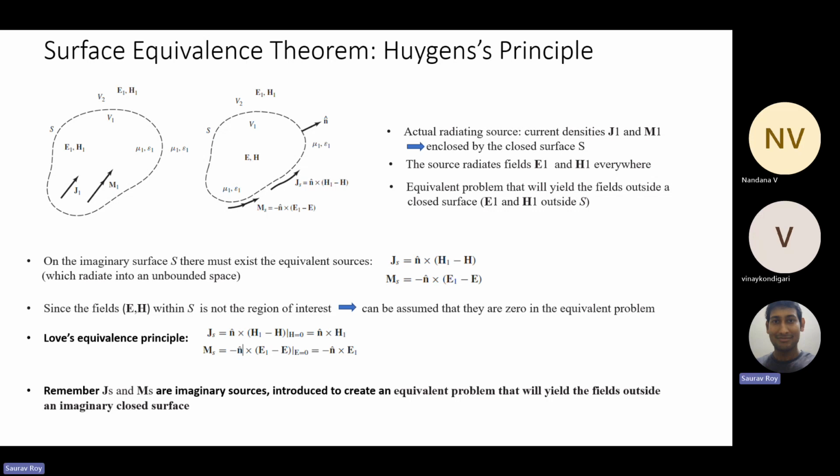So this equivalence theorem says that as long as your boundary value problems are the same, you ensure this boundary remains the same, then the problem will be equivalent. The left and right problems will be equivalent because on this boundary you have taken an imaginary surface S, and these boundary principles remain the same. JS and MS come from the boundary, ensuring the boundary. That's why we included E1 and H1 there, so obviously outside, it will be the same.